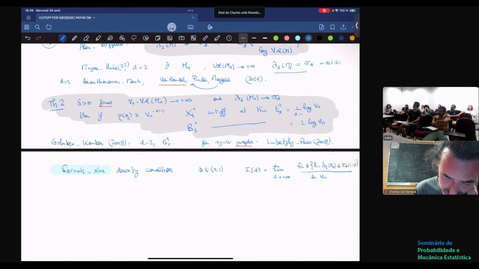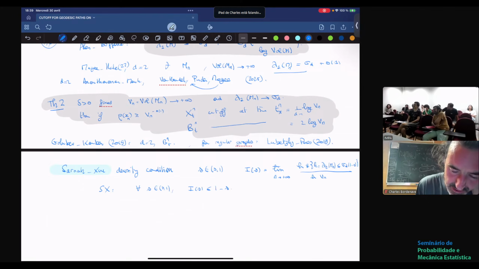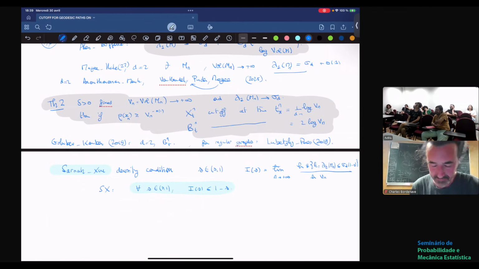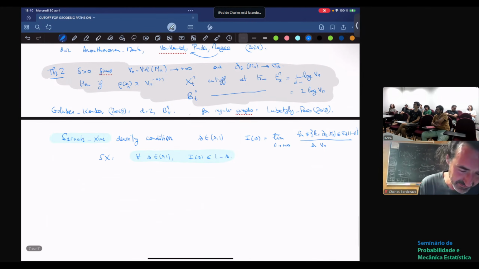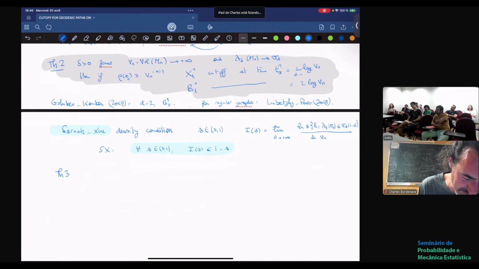And the Sarnak-Chu condition is saying that for all S, I of S is less than 1 minus S. So this condition appeared in some exchanges between Sarnak and Chu. And there are examples of manifolds which satisfy the Sarnak-Chu condition. It's easier to prove, at least in dimension 2, there are some classical ones, but in higher dimension, I don't know, honestly. I'm not enough of a geometer to tell you.